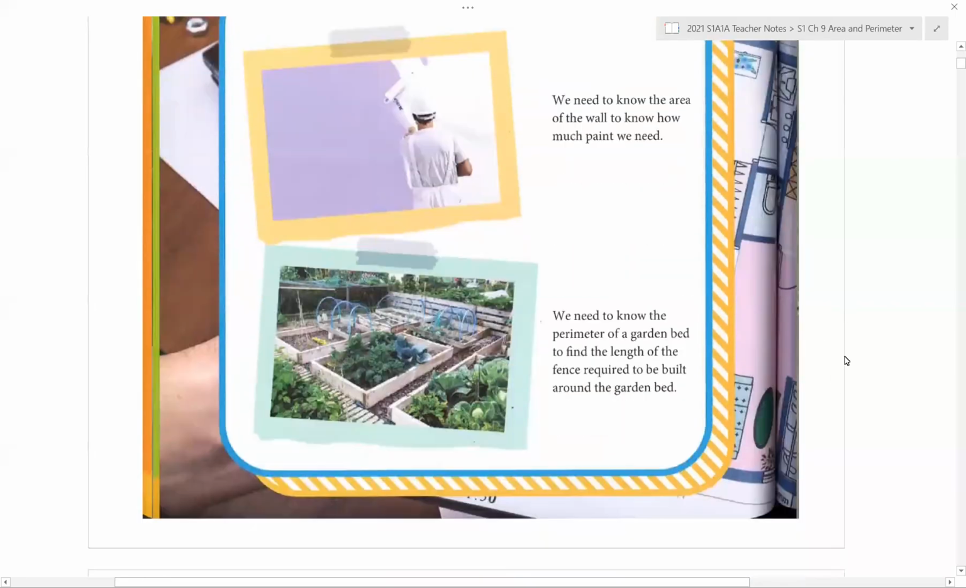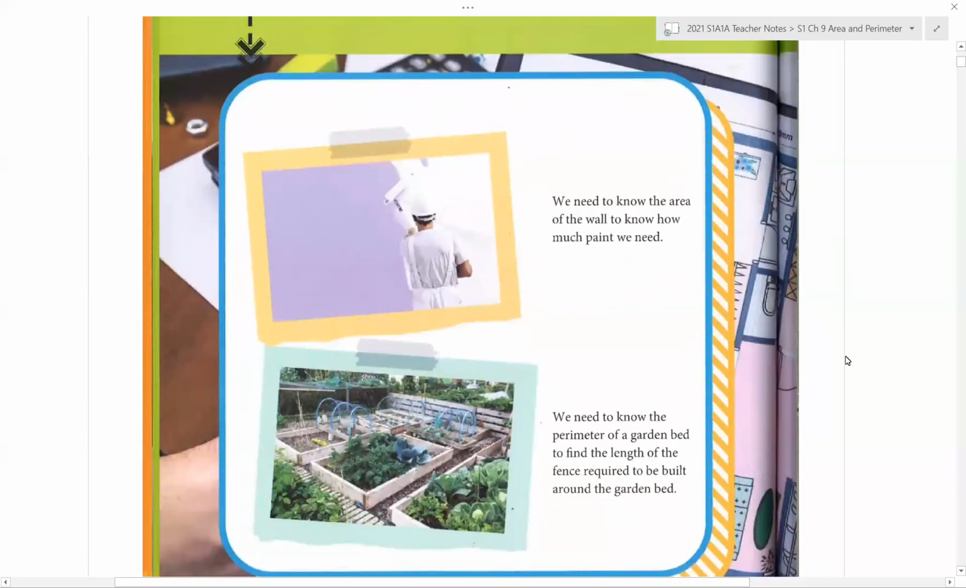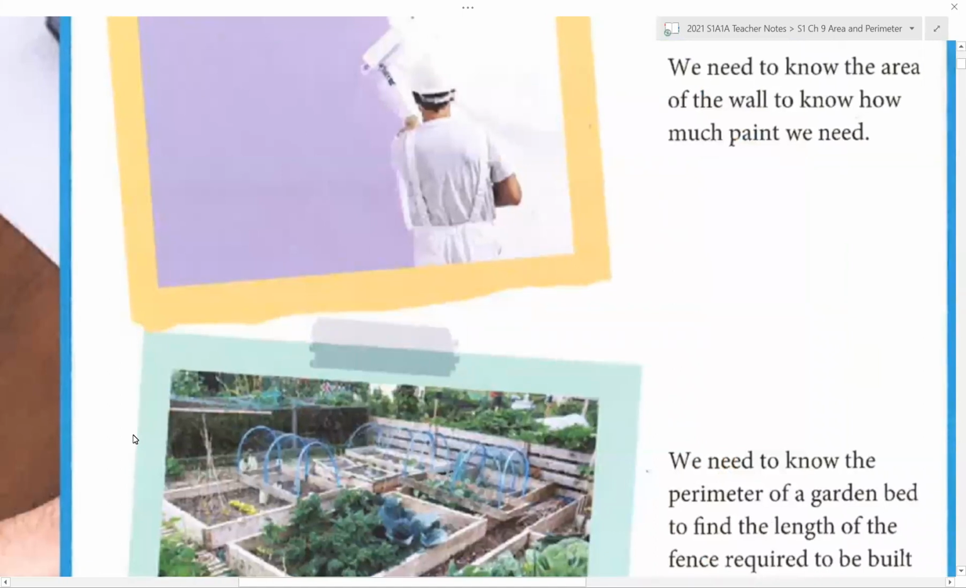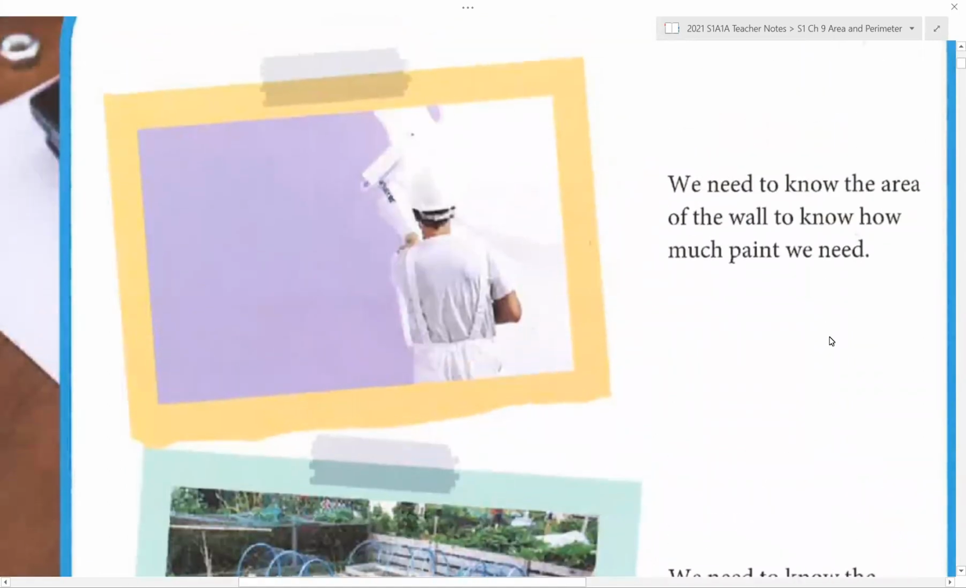The usual way for us to understand area is painting the wall. Let's say you want to paint a classroom. Is this classroom big? Quite big. One person painting it now will take a long time. We say that there is a huge area for us to paint.